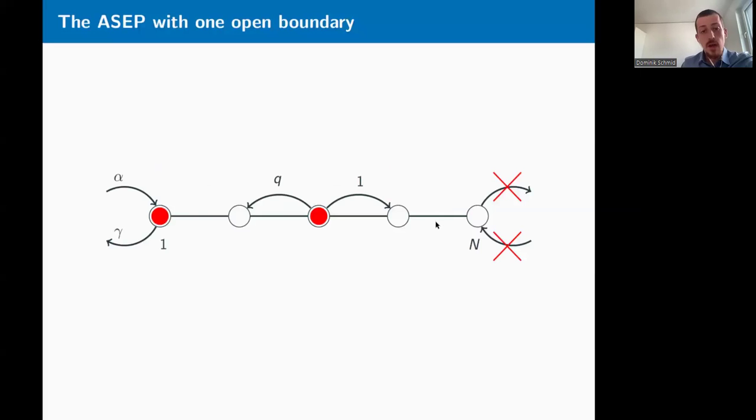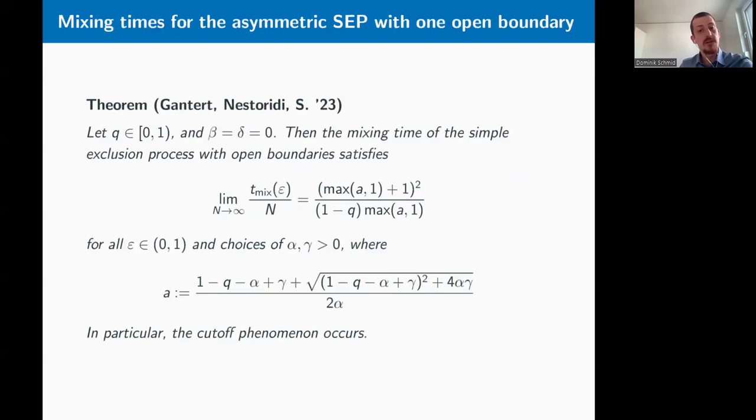So let me now come to a variant of this model, namely the asymmetric simple exclusion process with open boundaries. And in particular, I want to, in the following, only consider the case where we have one open boundary. You can also ask what's happening in the case with two open boundaries. And in fact, the answer is we don't know. So that's another open question. But in the case of one open boundary, where we have a rate alpha clock for particles to enter at site one and a rate gamma clock for particles to exit, we now have a pretty good understanding in terms of the mixing times and also in terms of the limit profile.